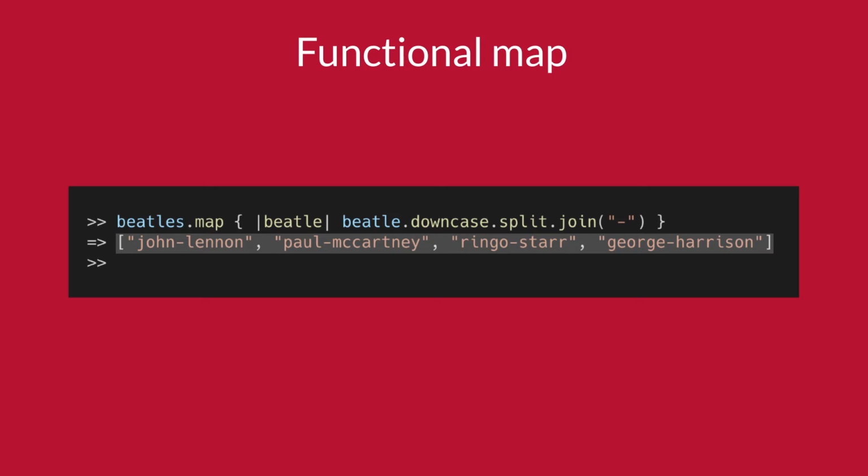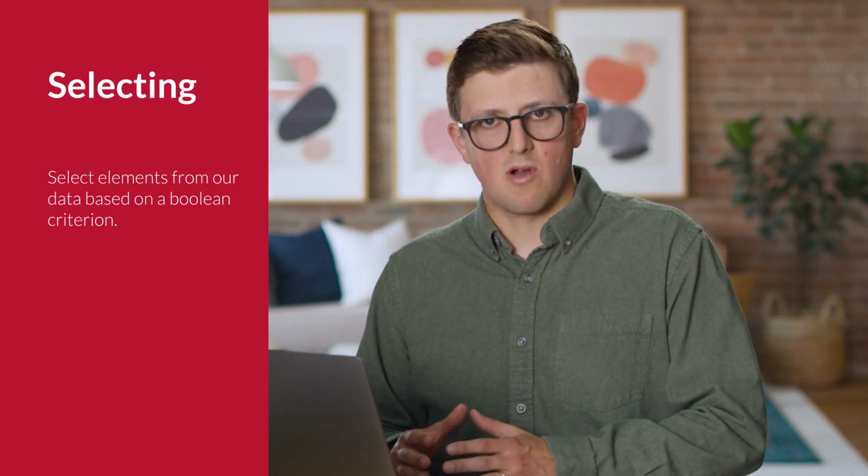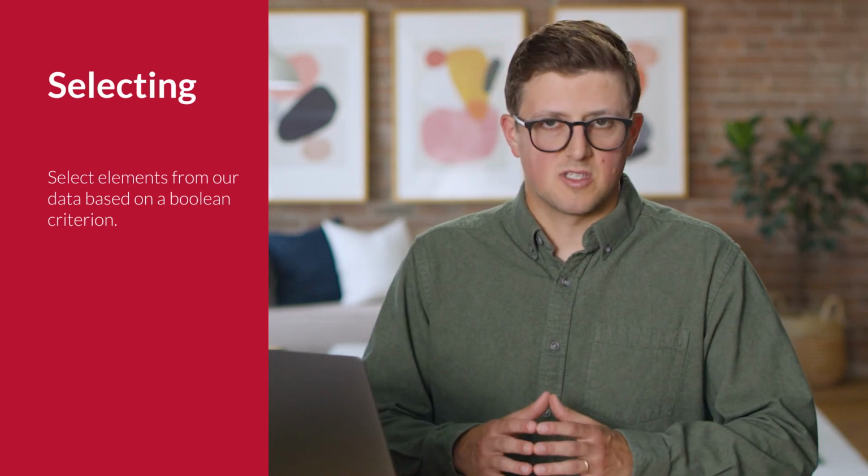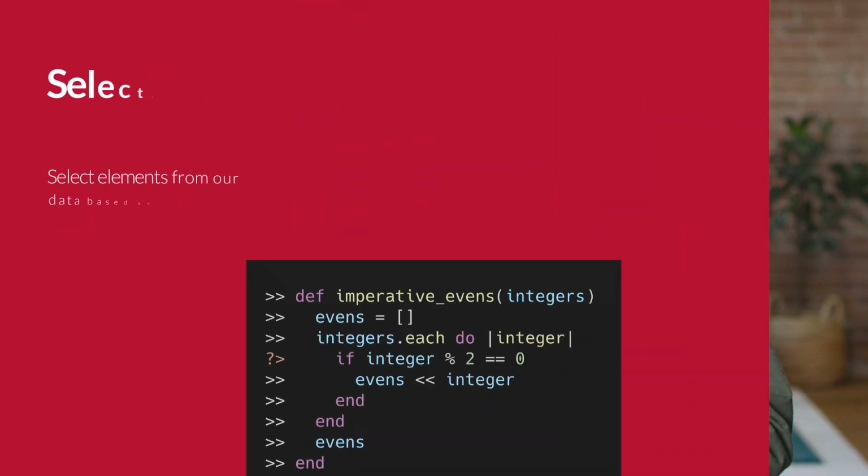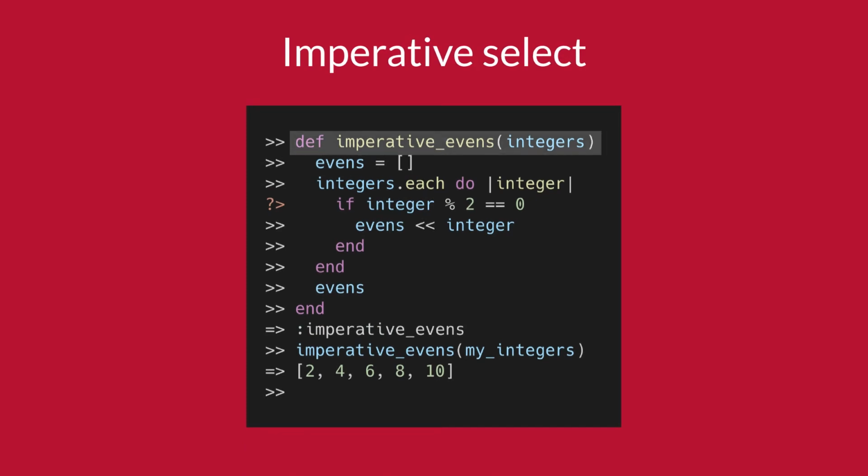Let's look at selecting now. The select method allows us to select elements from our data based on a Boolean criterion. So we can test each item in an array for a specific thing we're looking for. Like suppose we had an array of integers and we wanted to keep only the even integers. To do that the imperative way, we'll define a method called imperative evens that accepts an array of integers.